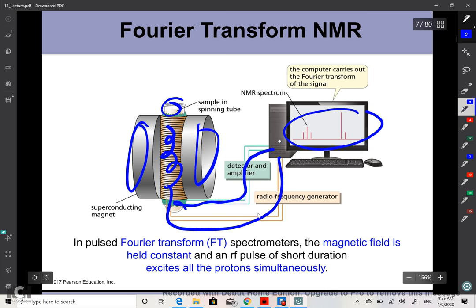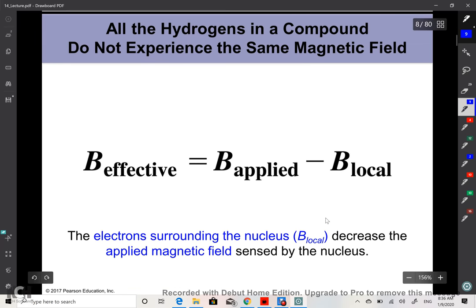And by magic, the computer now prints out the spectrum for you. Yes. That magic is called the Fourier transform. That's the name of the magic. So through Fourier transform, it now prints out the spectrum for you to interpret. Okay? That's basically how it works.